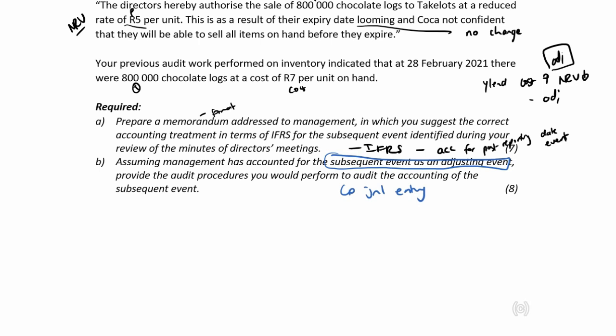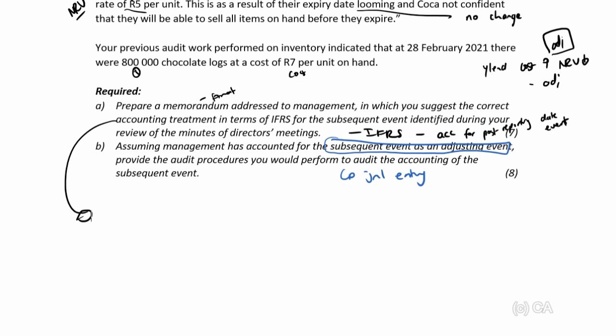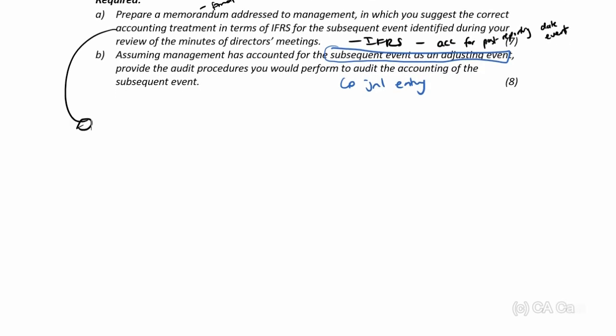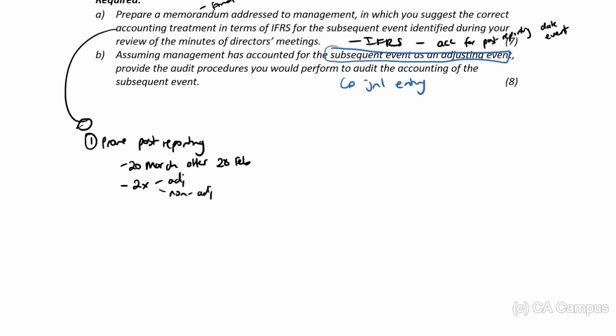Okay, so guys, in terms of A, quickly, you need to talk about the IFRS requirements. So you always have to discuss or prove that it is post-reporting. And you do that by saying 20 March is after 28 February, which is year end. You then need to discuss the theory that there are two types of post-reporting date events, adjusting and non-adjusting, and you explain the two types. Then you can go into this specific instance and you can say, there was no significant change post year end.